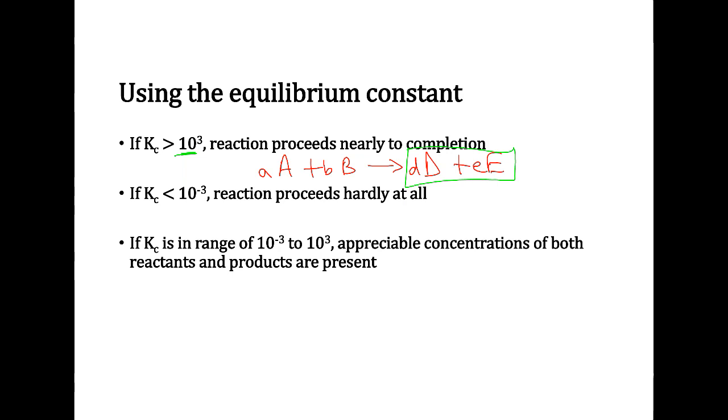However, if Kc is 10 to the negative third or smaller, that means the reaction doesn't really go forward at all, and we're more or less stuck with the reactants. But then most of the time, what we'll see in examples is that Kc is somewhere in the range of 10 to the negative third to 10 to the positive third. What that means is there's an appreciable concentration of both the reactants and products present.